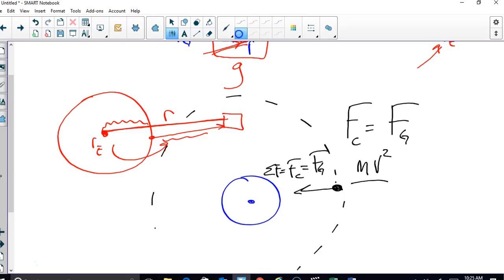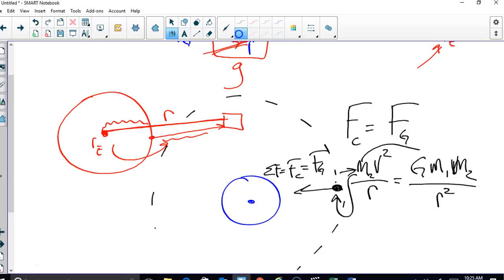mv squared over r. Now this m is the thing that is orbiting. It is the satellite. That equals capital G m1 times m2 over the distance between them squared. I guess we would call that m2. This and this are the same, we'll say. It really doesn't matter here, they're interchangeable, but this m1, we'll say, is the mass of the planet or whatever, the asteroid, whatever you're orbiting. This m2 is the thing doing the orbiting. Notice that the m will cancel.